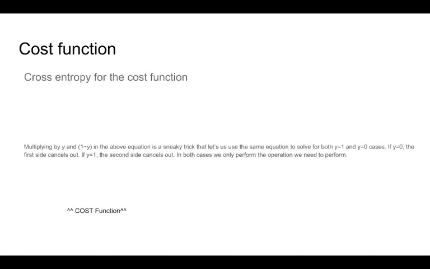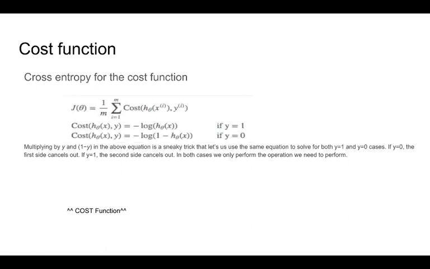Next, we have this thing called the cost function. The cost function is actually the cross entropy function. They use the cross entropy function for logistic regression because of the logs that it uses. If you go back to the sigmoid function, it's an S-curve. It's not a straight line like linear regression. So they need a function that works better with the curve, and since this function uses logs, it works with the curve.